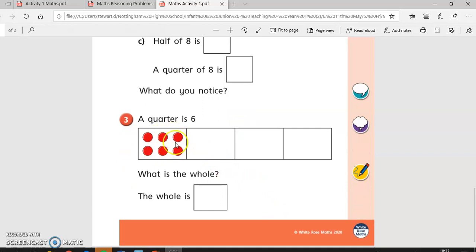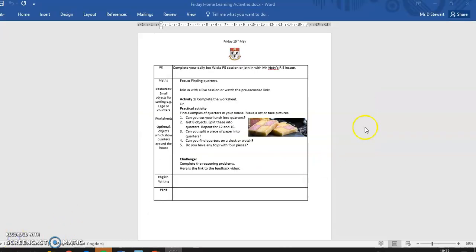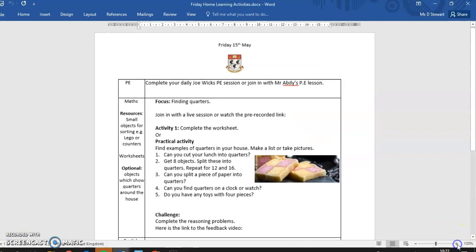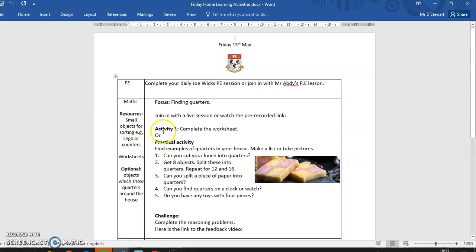And here's one a little bit like what we were doing. 1/4 is 6. You've got to draw things in to find the whole. And you can also choose to do a practical activity today. So if you'd rather, instead of the worksheet, find some examples of quarters in your house and either make a list of what you found, draw diagrams or take photographs. So you might be able to cut your lunch into quarters.